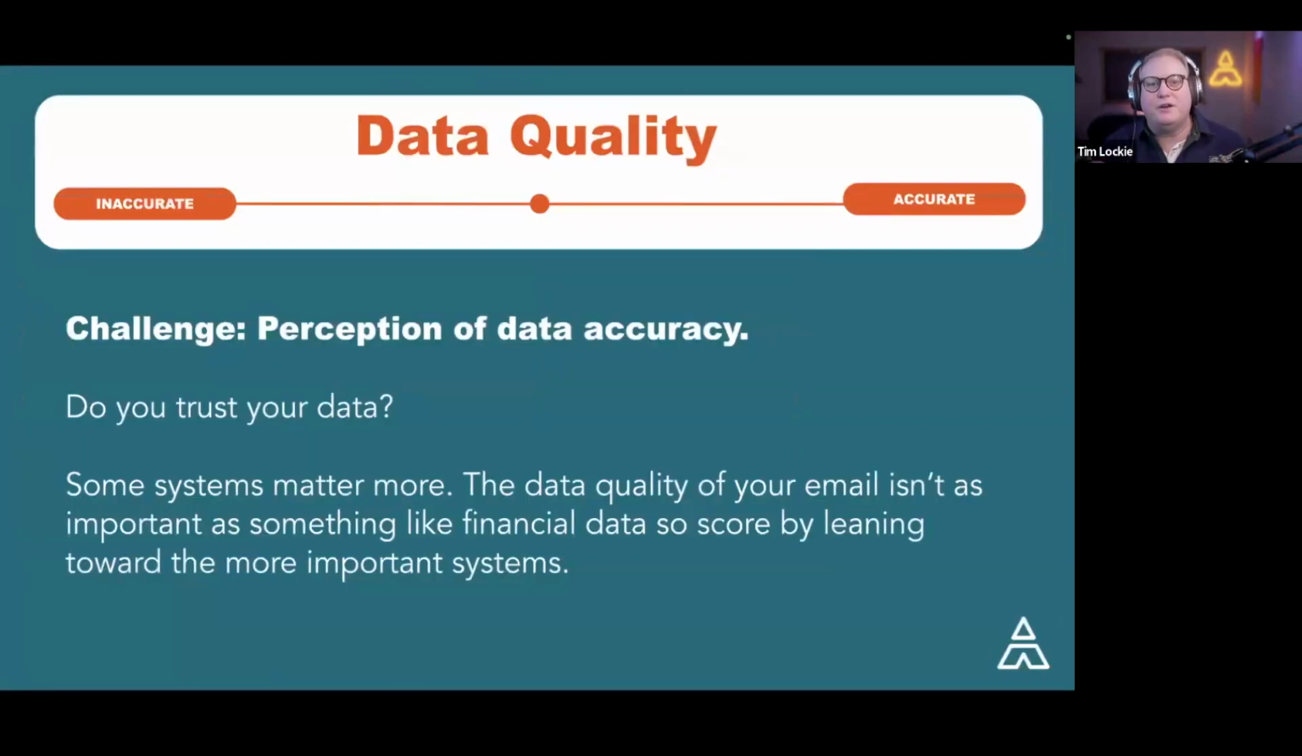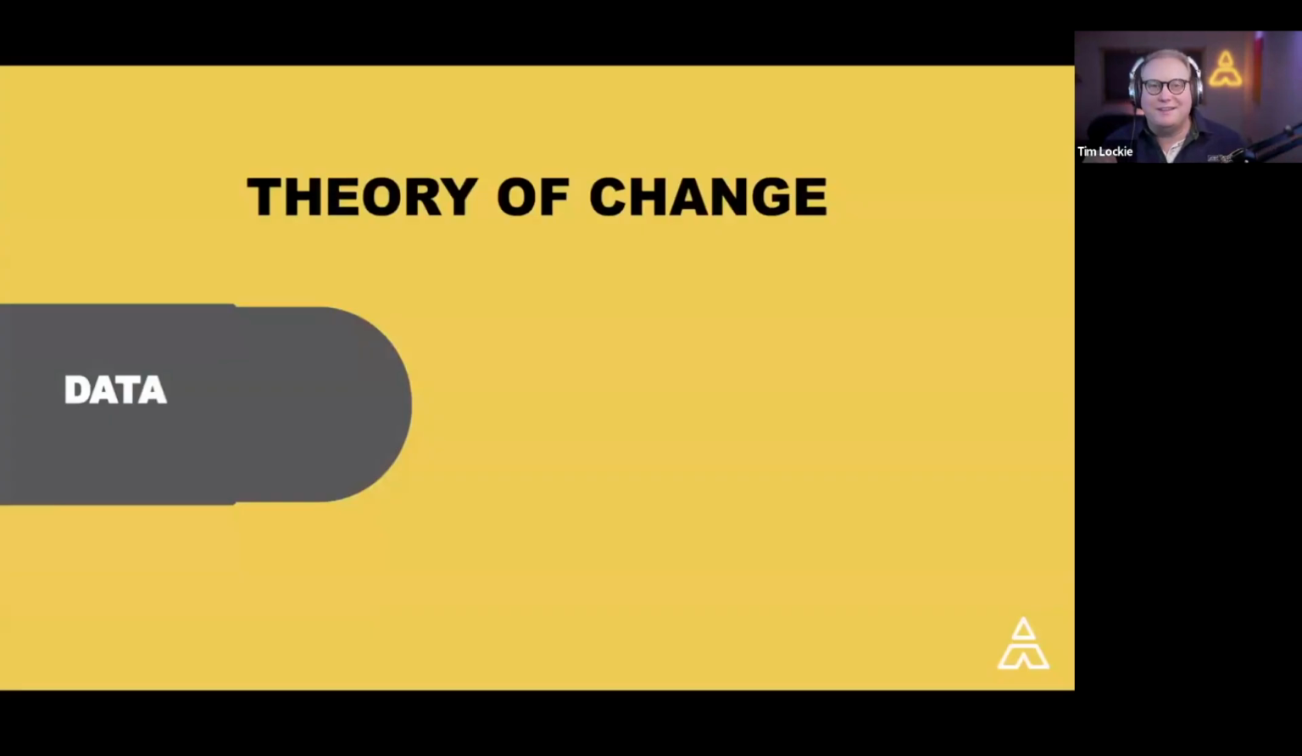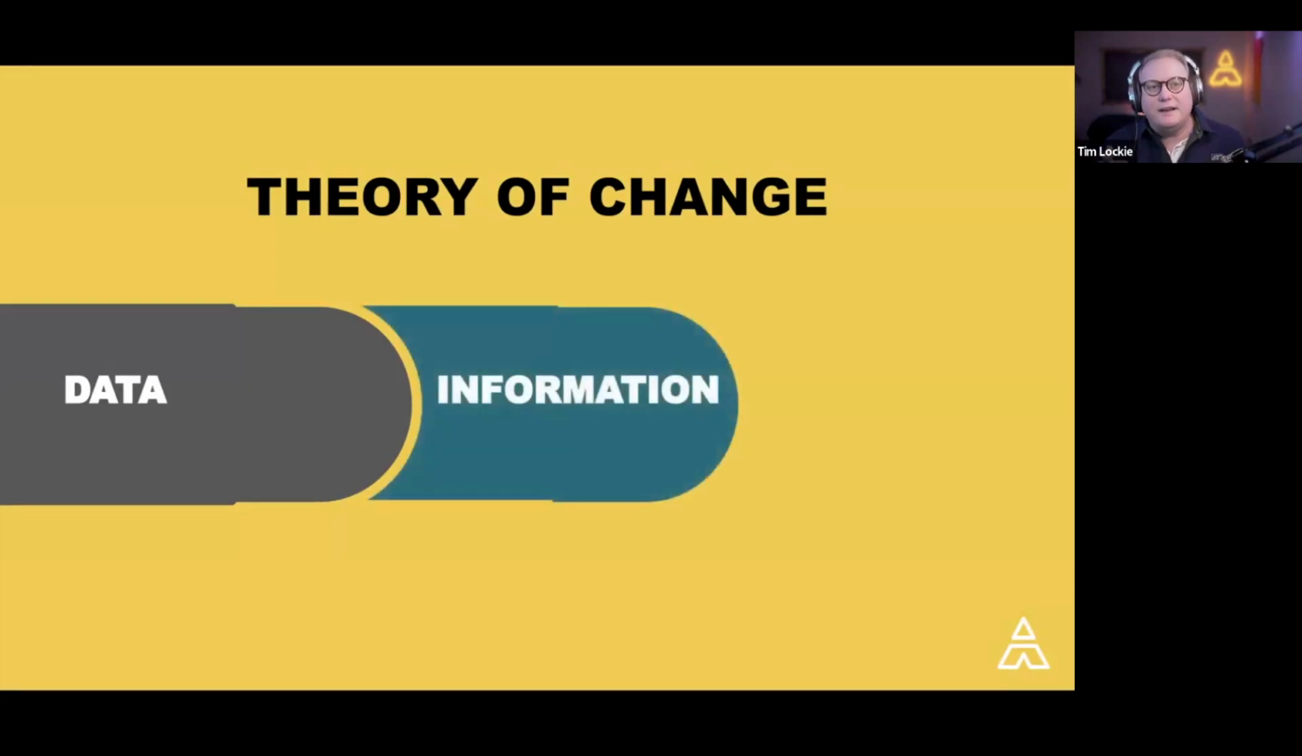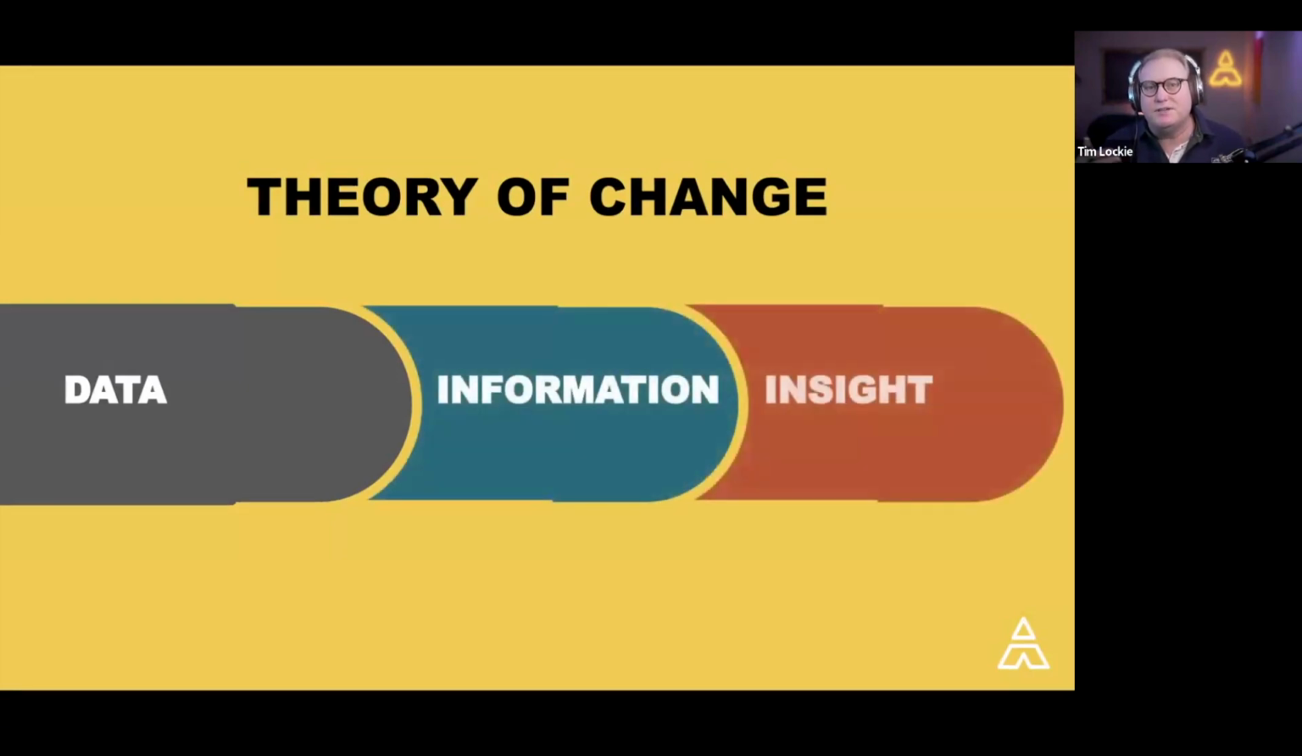So data quality, here's what I want to say on data quality. This is a 6-word theory of change about data. Data is plural for a thing called datum, by the way, which I didn't even know, but I keep finding out. Data turns into information and information turns into insight. If you do not have data that you trust, you should not be using that to make decisions.